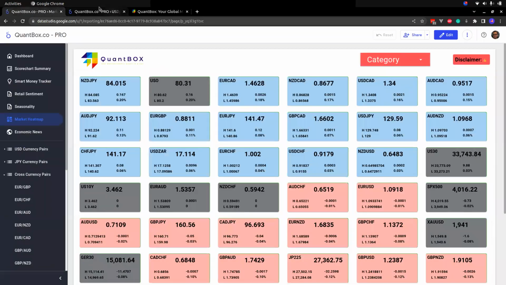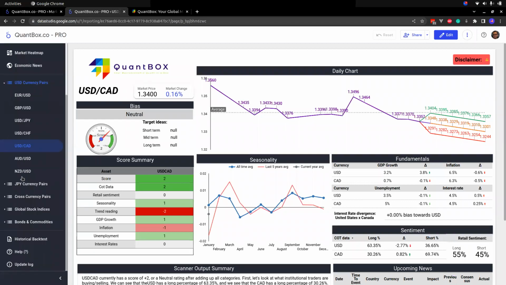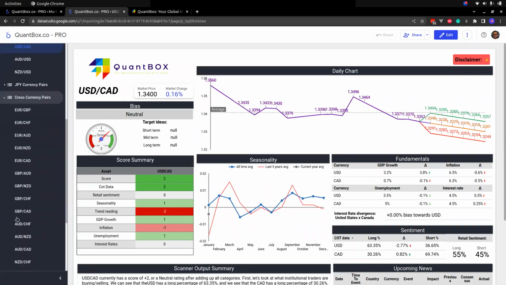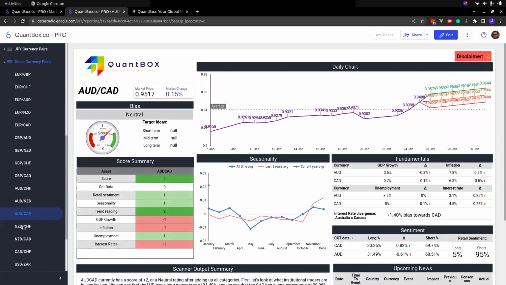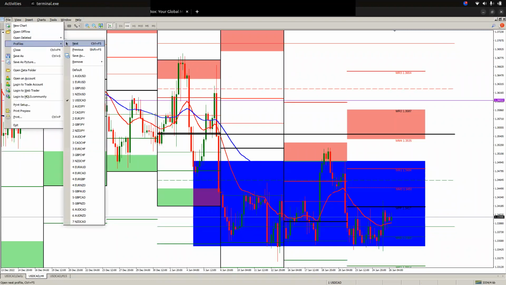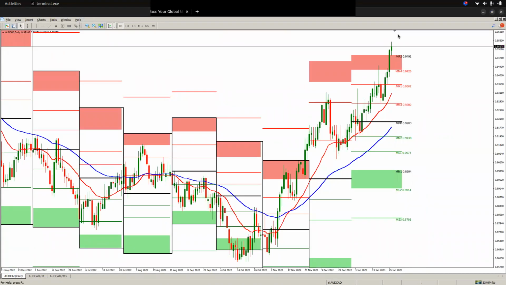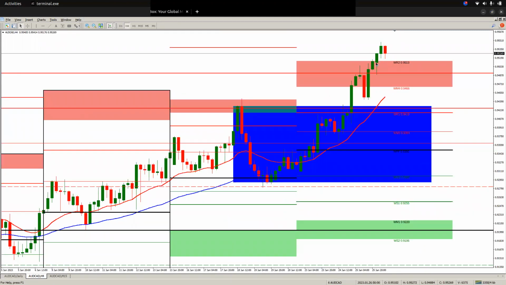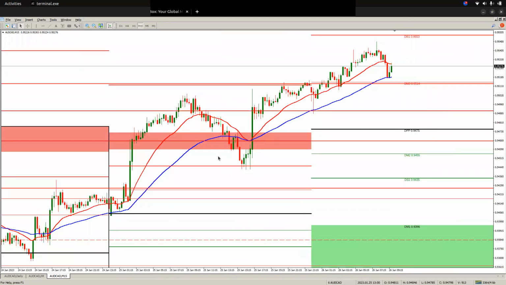Taking a look at Aussie CAD. Okay, neutral. Currently above a profit-taking zone. Currently above a weekly profit-taking zone. If you're looking for selling opportunities here, very simple. On a lower time frame chart, you're looking for lower lows, lower highs. You want your 21 to cross your 55.